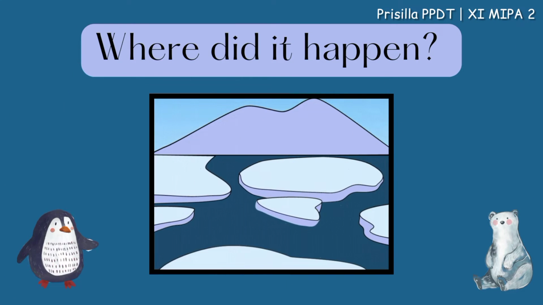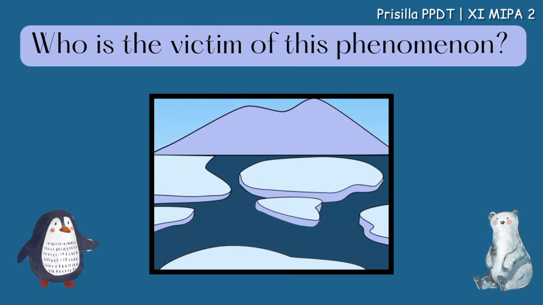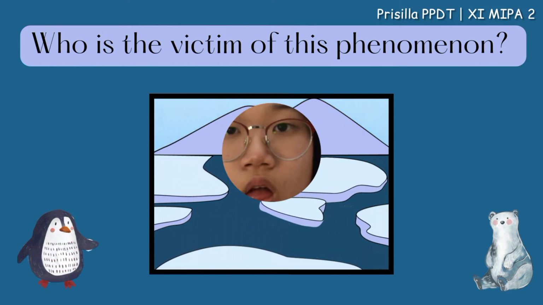Since the early 1900s, many glaciers around the world have been rapidly melting. Due to climate change, icebergs in Greenland and around the Arctic oceans are melting faster than the other icebergs around the world. The victims of this phenomenon are humans and the wildlife population.